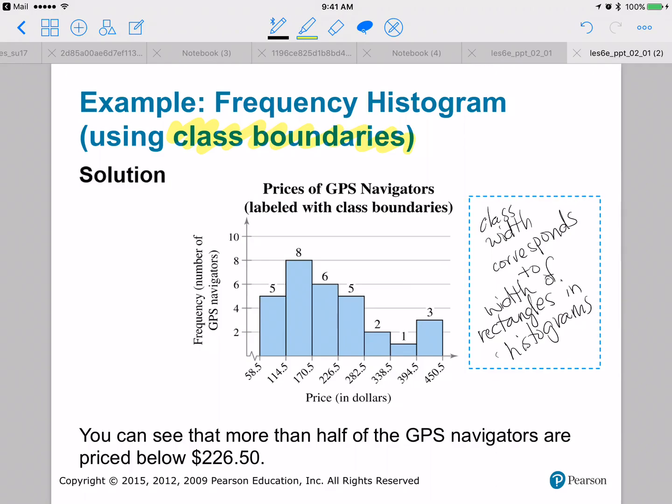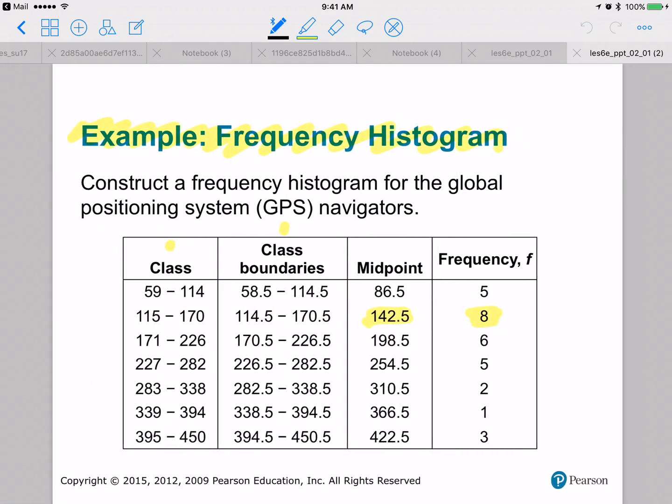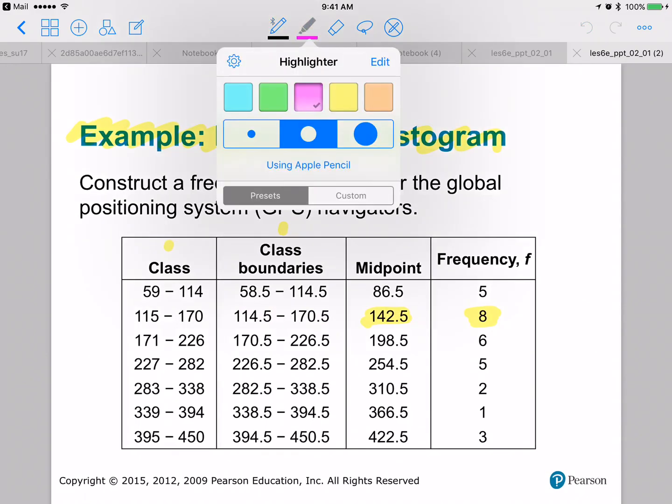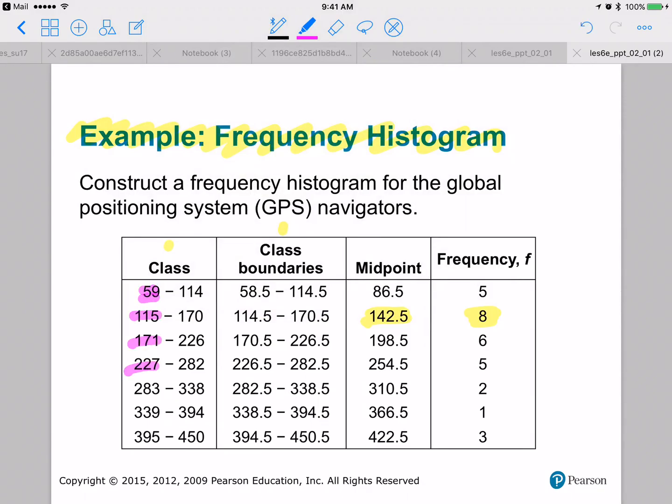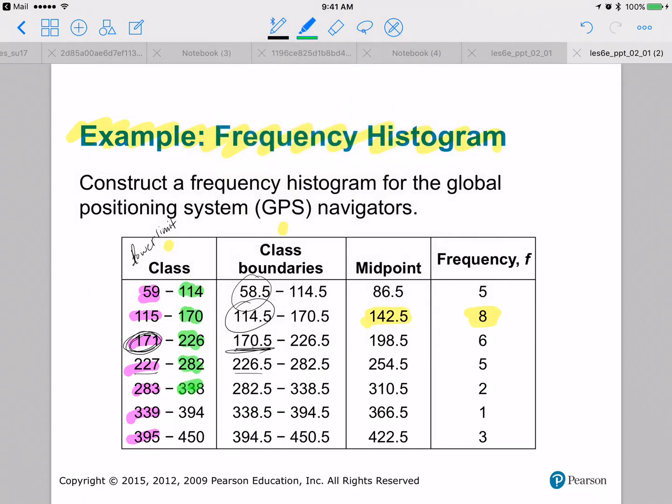Okay, so now let's talk about the second way to construct a frequency histogram, and this is using class boundaries. Now, class boundaries are pretty simple to calculate. For your class boundary, remember these are lower limits, right? So if you have your lower limit, subtract 0.5, and that's how you get your lower boundary. So 171 minus 0.5 gives you 170.5. And then for your upper limits, you add 0.5 to get your upper boundaries. So see how we're adding 0.5 to get our upper boundary here? 170 is going to go to 170.5, right? 226 is going to go to 226.5.